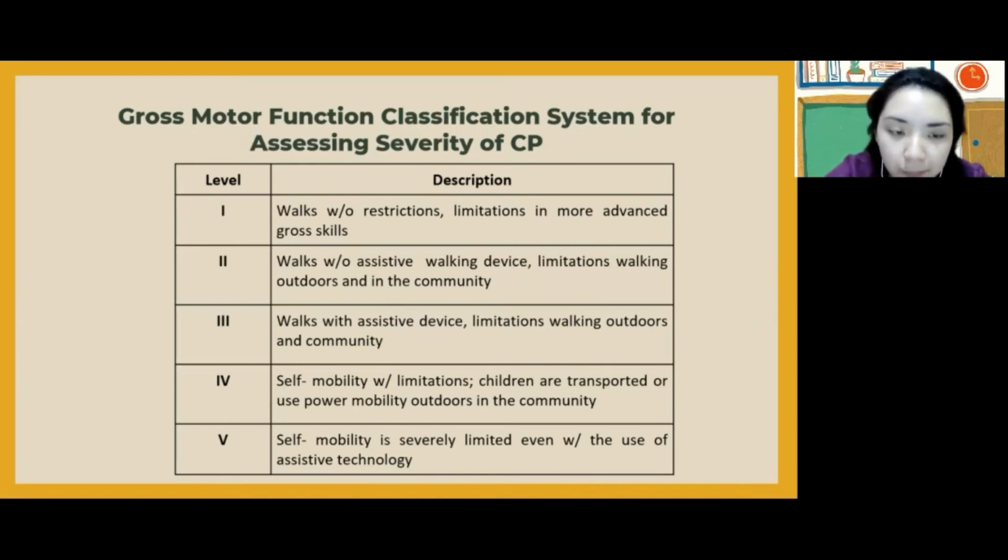in the community. We also have the fourth level, which is self-mobility with limitations. Children are transported or use power mobility outdoors and in the community. There is also the fifth and last level, which is self-mobility severely limited even with the use of assistive technology.